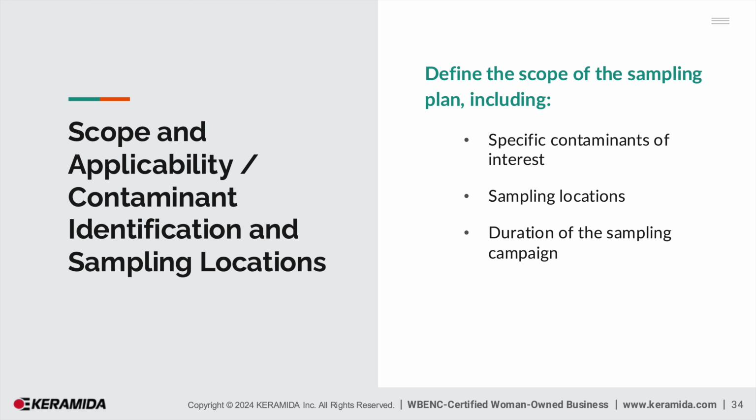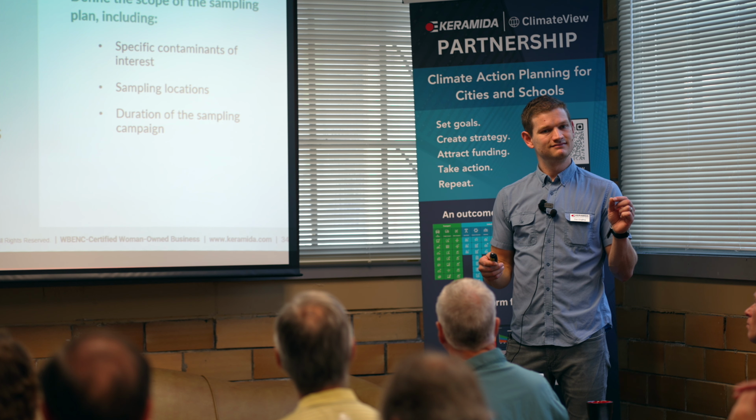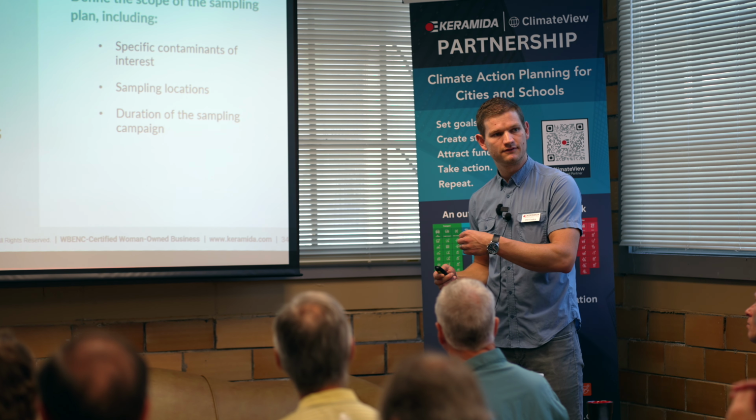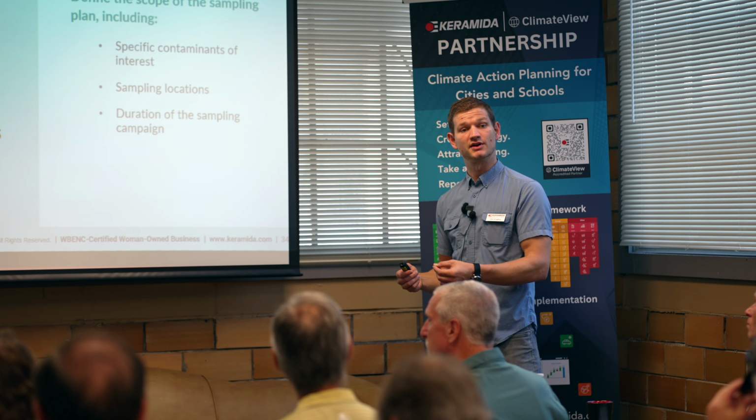Basically, you want to make sure that your sampling plan covers all of the contaminants of interest, and you're not leaving anything out. But also, there are some ways that you can use analogs for a contaminant of interest when that contaminant is extremely hard to measure.